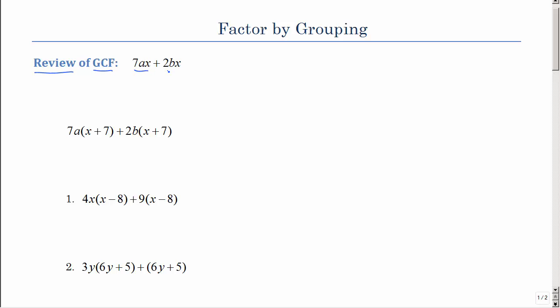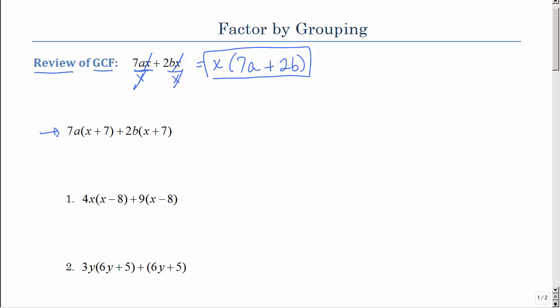If I look at these two terms, what are they being multiplied by the same in each term? What do they have in common? Of course it's x. We would divide each term by x, and we're left with 7a plus 2b. Remember, factoring is just dividing, so divide each term by that. That's what I would have left. I could check that by multiplying that back out.